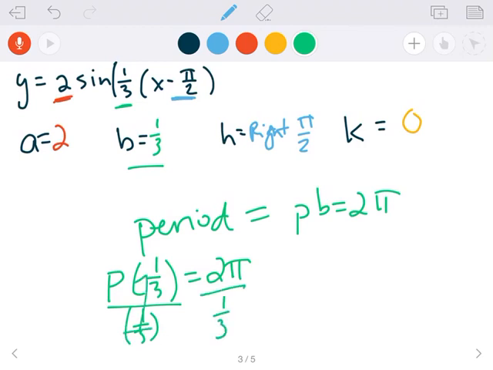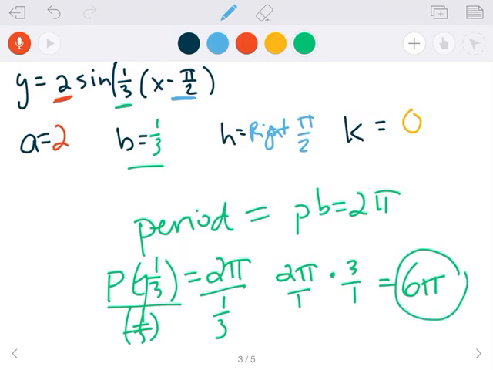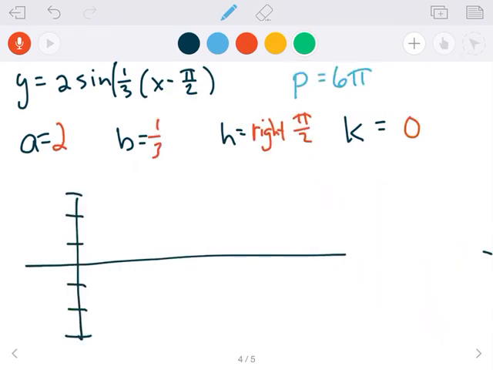Now, when we're dividing by a fraction, we use the reciprocal, right, and multiply. So 2 pi times 3/1. We can put this over 1. 2 pi times 3 is 6 pi over 1. Doesn't change it at all. So our period is 6 pi. And then we just want to graph that.